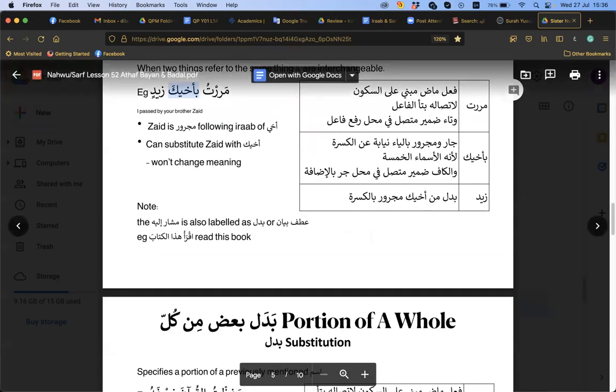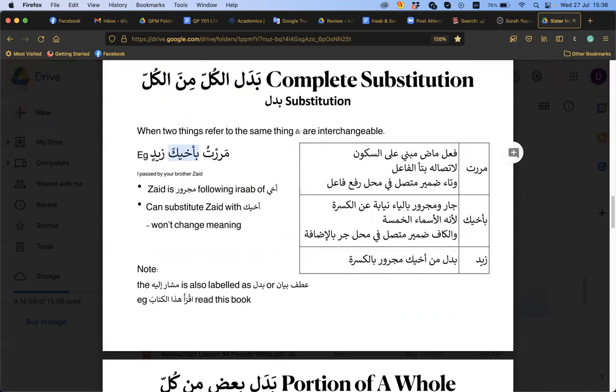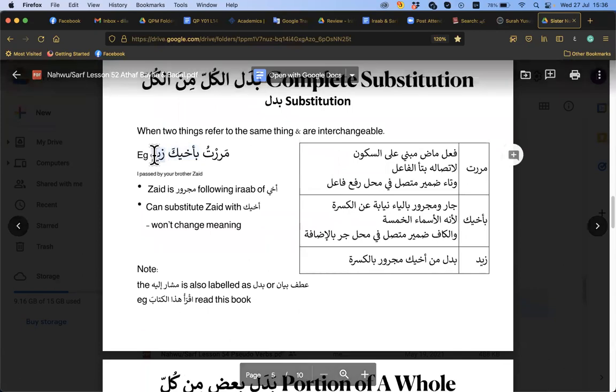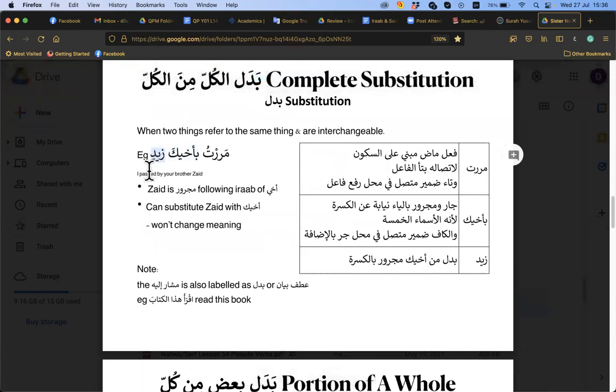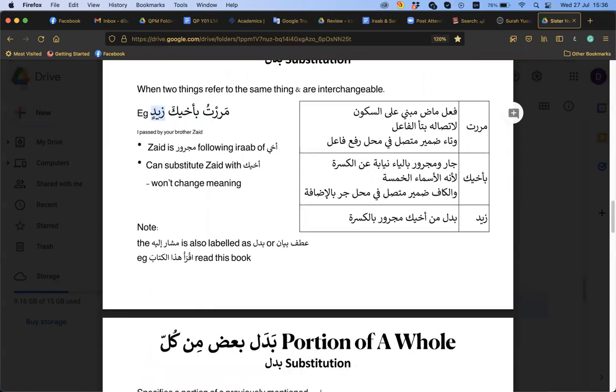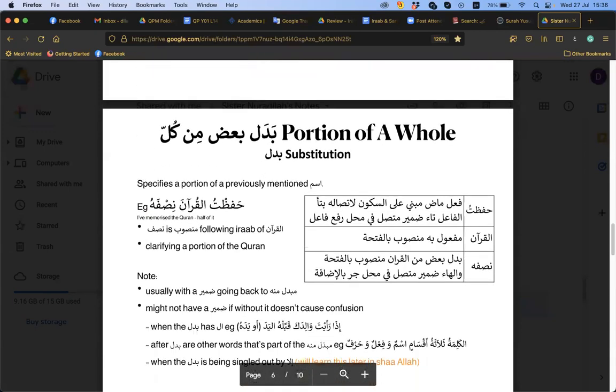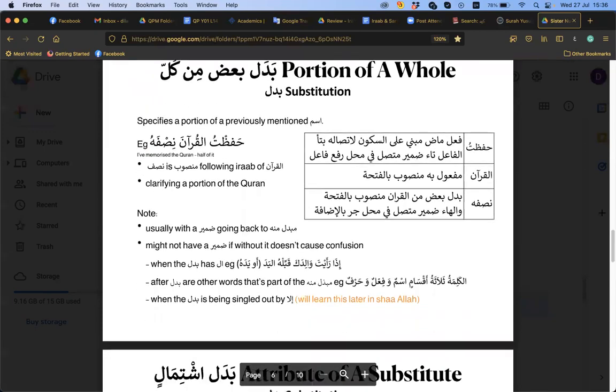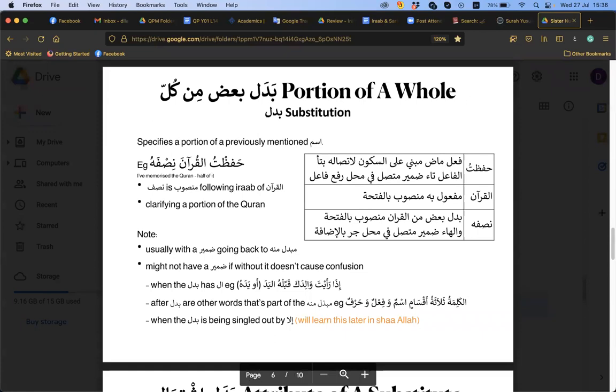So the badal here is which one? Zaid, correct. So why is Zaid jar? Because it's following the word akhi. Bi akhi is jar wa majrur. So Zaid must be majrur because this word is talking about the same thing as akhi. So that is badal, when you have a follower which follows the same status. That one is full substitution.